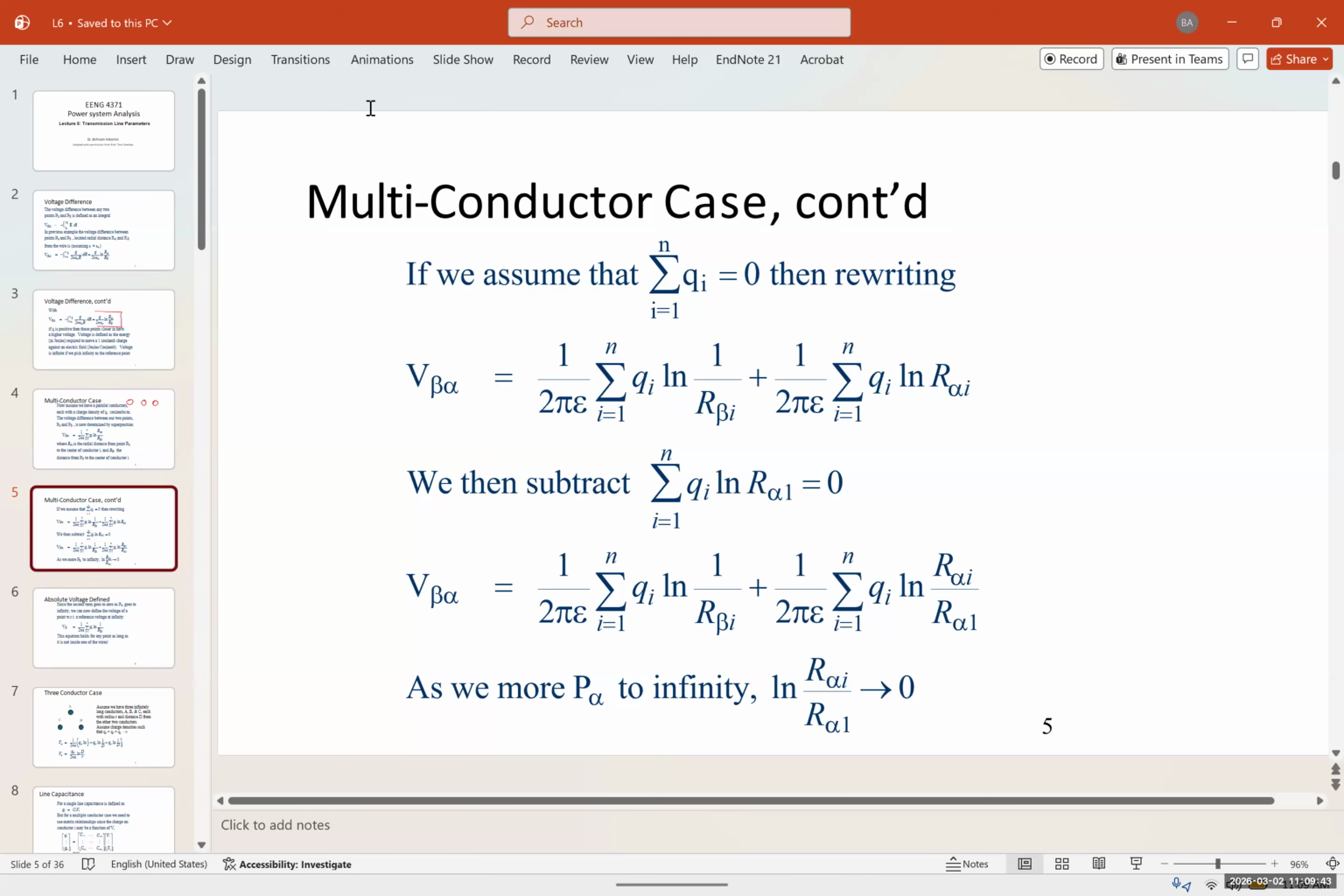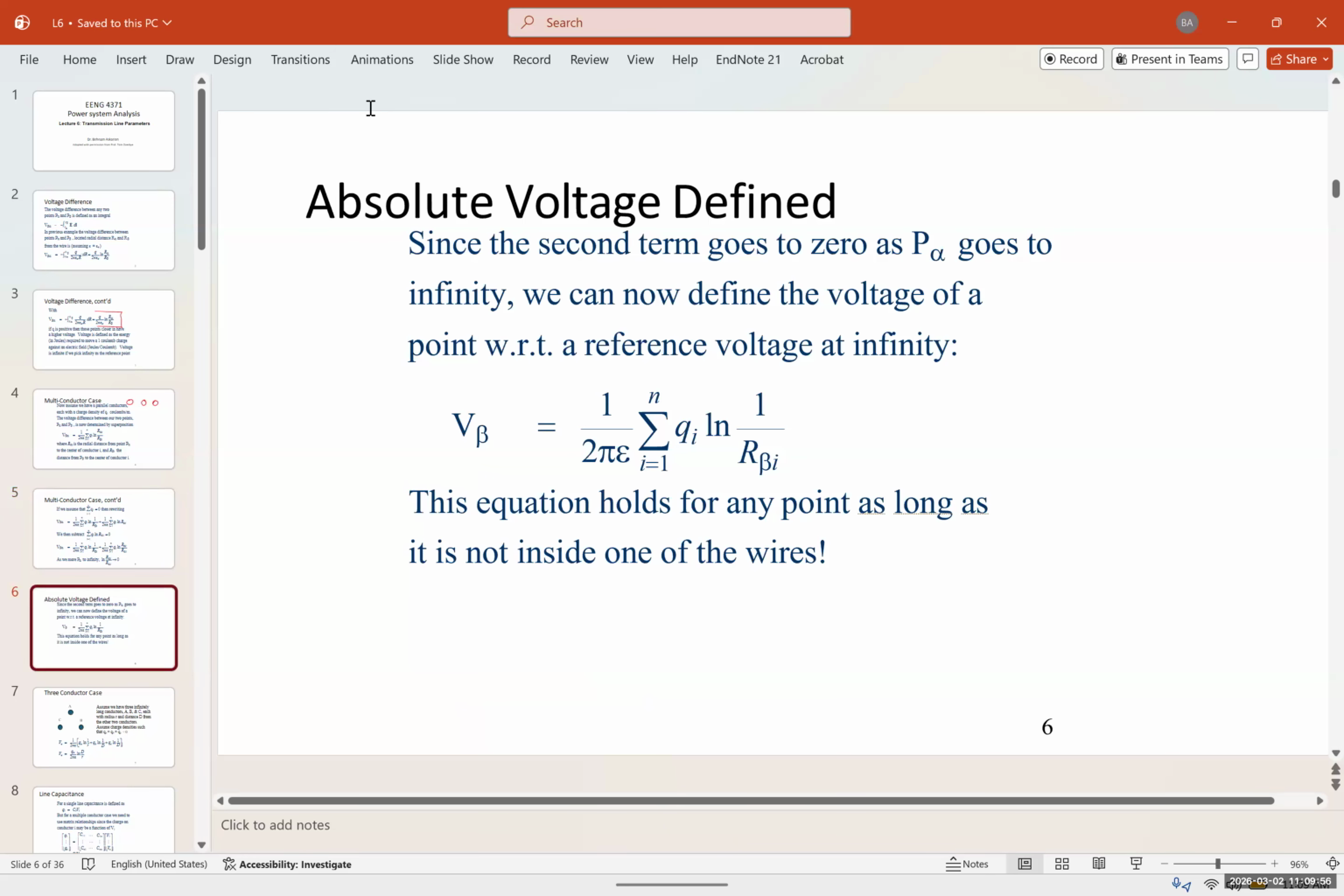When P alpha moves to infinity, the ln of R alpha i over R alpha 1 goes to 0, so that term also goes to 0. Now, since the second term goes to 0, we rewrite the equation, and in this case V beta would be equal to 1 over 2 pi sigma, the sum from i equals 1 to n of Qi ln of 1 over R beta i. This equation holds for any point as long as it is not inside one of the wires.